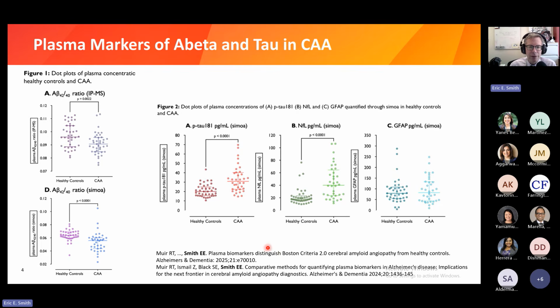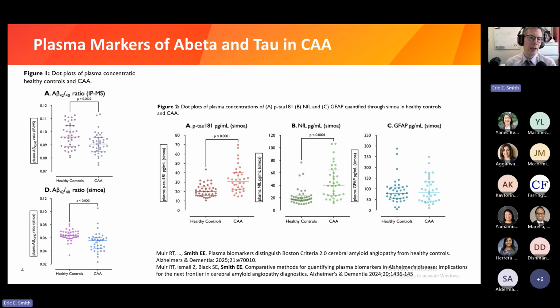In the figures on the right, you can also see that there's elevated p-tau 181 in the blood in CAA. There's also elevated neurofilament light, which is a nonspecific marker of brain injury, compared to controls. Each of these individual markers has moderate discrimination between CAA and controls, but if you use a panel of the four markers, A beta 42, 40, p-tau, and NFL, you can discriminate CAA from controls with an AUC of about 0.9. So that's beginning to be useful for individual diagnosis.